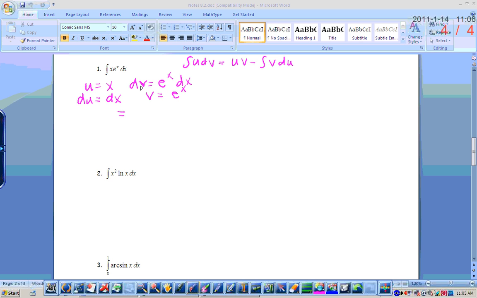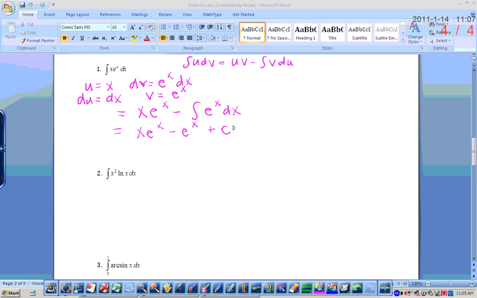Okay, so let's just fill in the formula. So uv is going to be x times e to the x, and then minus v du. Well, v is e to the x, and du was dx. And the thing about integration by parts is that you're using an integral to help you solve an integral, but hopefully the new integral is easy. Can we integrate e to the x? Absolutely. So the answer to this problem is x e to the x minus e to the x, and this is where I'm going to put in the c when I do my last integration.